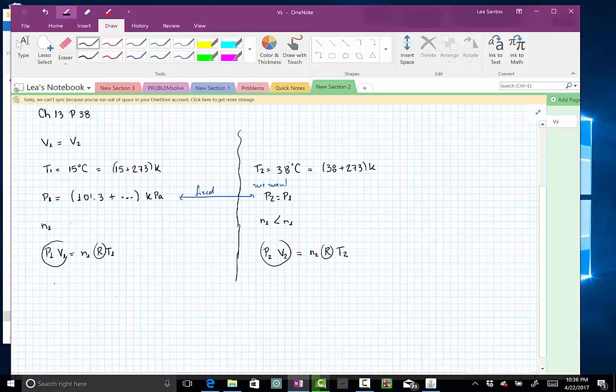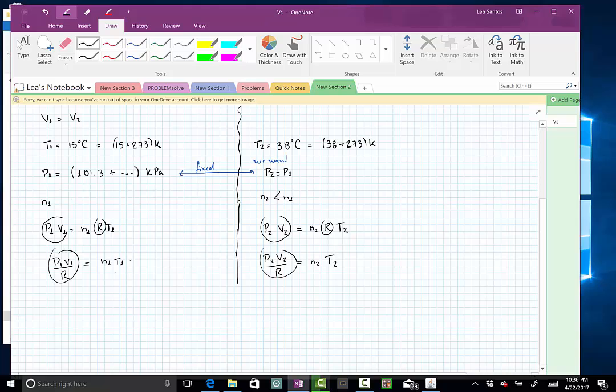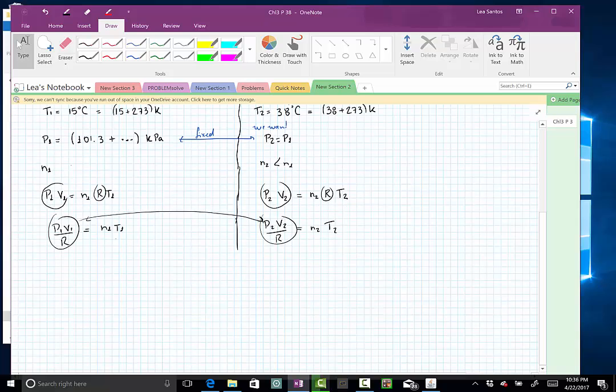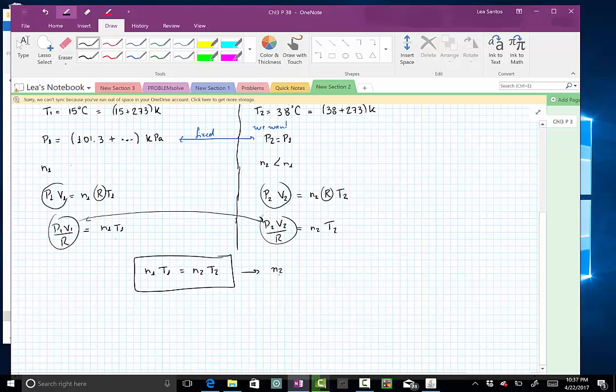So I know that this and this and this do not change. Let me rewrite this equation. P1 V1 over R is a constant. What changes is N1 and T1. P2 V2 over R is constant. What changes? N2 and T2. Let me put this together. This and this are equal. So this means that N1 T1 is equal to N2 T2. That's the only way that we can keep this pressure constant. So this is the equation that we are going to play with. From this equation, I can find the fraction between this new amount that I have divided by the original one.